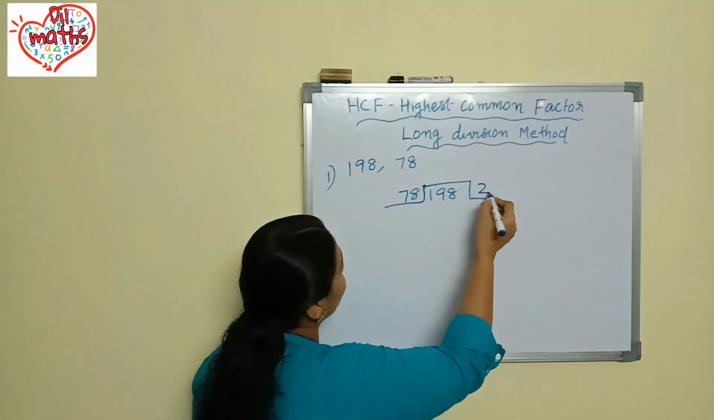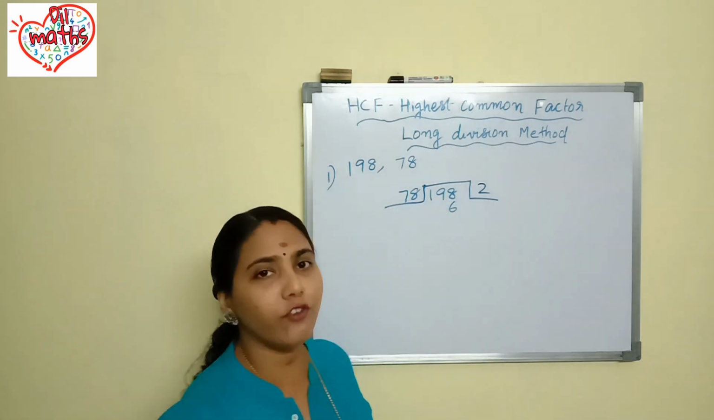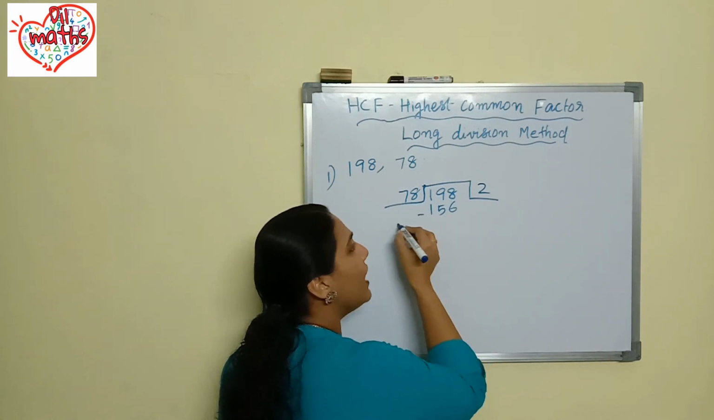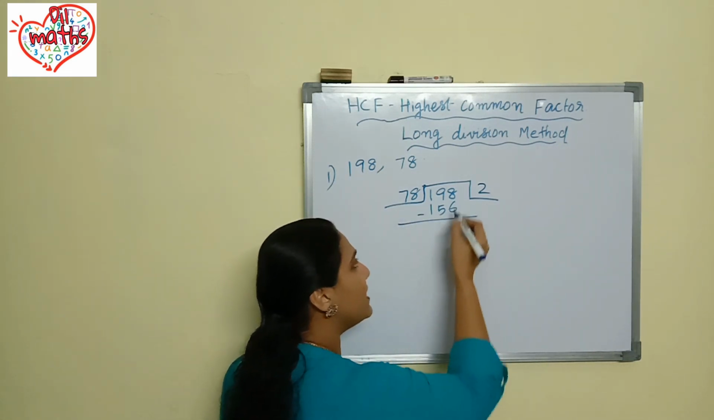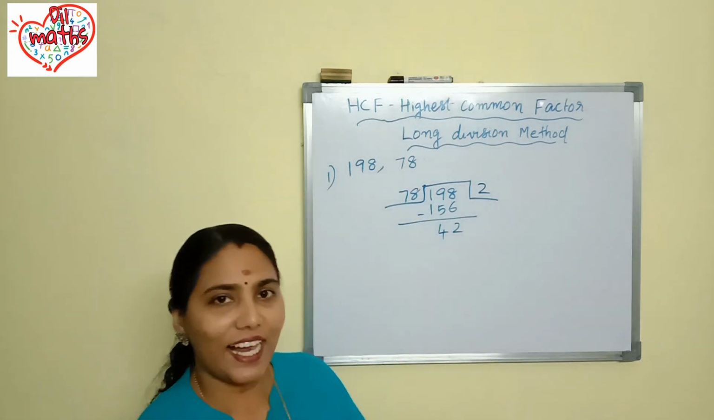2 times it will go. 2 8s are 16. 1 carry forward. 7 2s are 14. 14 plus 1 is 15. 156 we got. Now we have to subtract. Then 8 minus 6 is equal to 2. 9 minus 5 is equal to 4. 42 we got as the remainder.